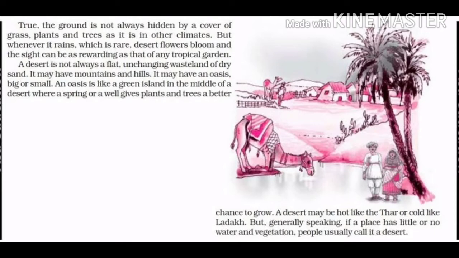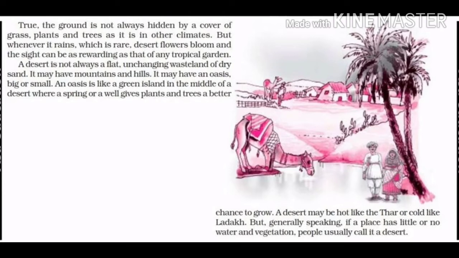Children, you know what an oasis is? An oasis is like a green island in the middle of a desert. So, an oasis is a green place in the middle of a desert, and you can see a spring. A spring is a small water reservoir where you can get water. Or sometimes there would be a small well in an oasis, and this spring or well would give water to the plants and trees in the desert there, and the plants would grow well.